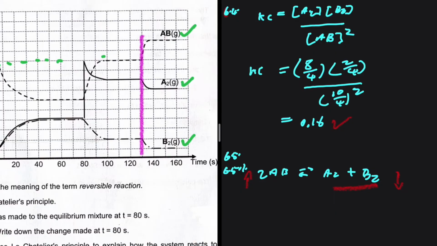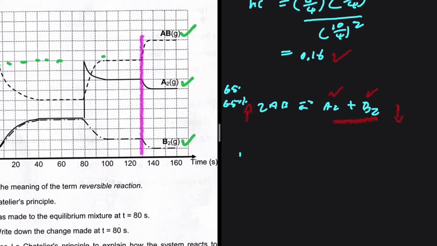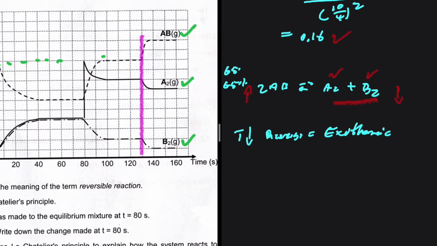If the number of moles of A2 and B2 are decreasing, it means that reaction was favored. A2 and B2 were converted to AB. So decrease in temperature, let's make sense of that. When the temperature was decreased, the reverse reaction was favored. Which reaction is favored by a decrease in temperature? That is exothermic. So the reverse reaction is exothermic because it was favored by a decrease in temperature, which tells us that the forward reaction is endothermic.